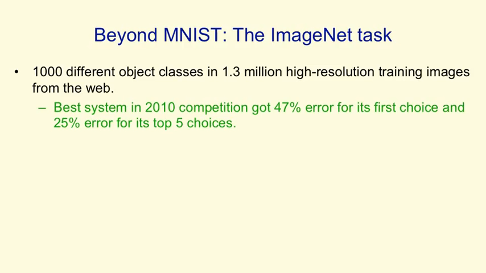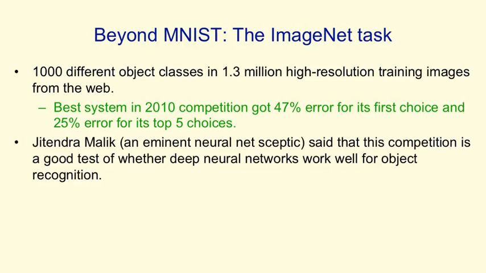There was a competition in 2010, and the best system got 47% error rate if you look at its first choice, and 25% error rate if you say it got it right if it was in its top 5 choices, which isn't bad for 1,000 different objects. Jitendra Malik, who's an eminent neural net skeptic and a leading computer vision researcher, has said that this competition is a good test of whether deep neural networks can work well for object recognition.